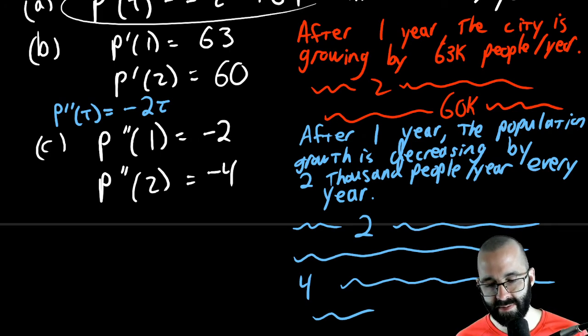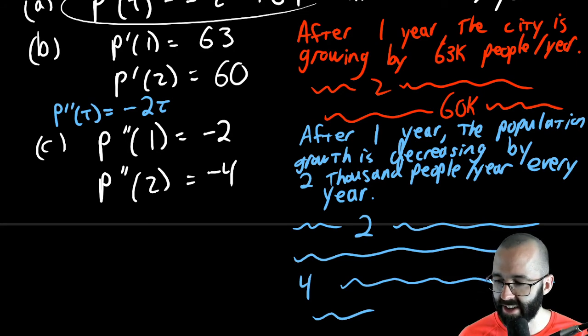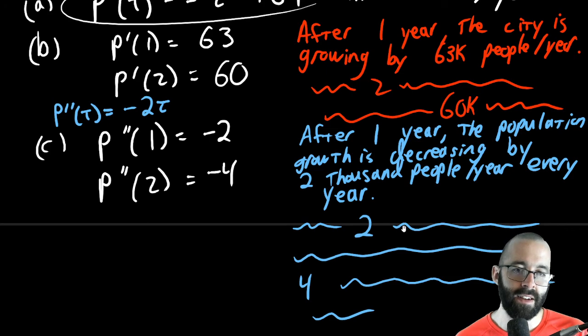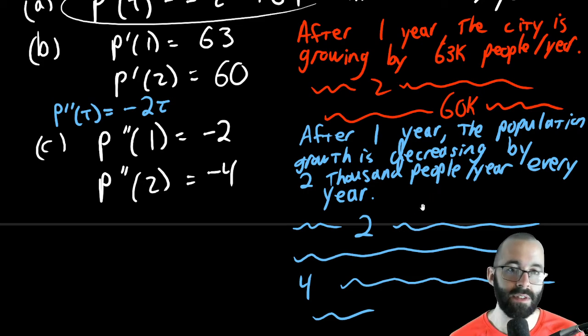All right. And now that's the end of the problem. That's the end of the video. That's kind of what population growth looks like. How population growth is changing. That's our second derivative, kind of like our acceleration.